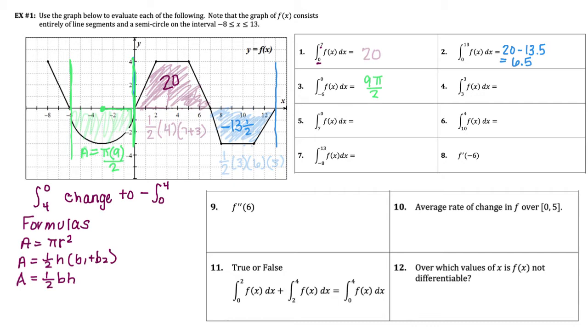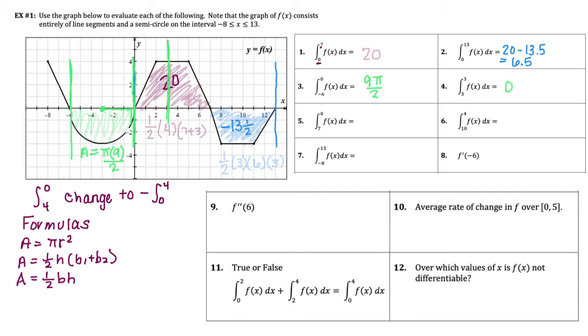All right, so now we're going to look from 3 to 3. So from 3 to 3, well, that's just going to be a single vertical line. From 3 to 3, there's no area in between that. So that's going to be 0.